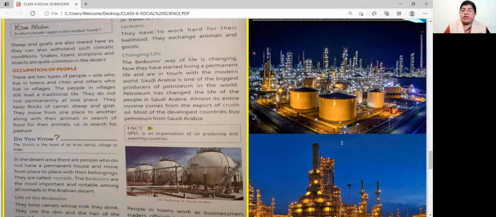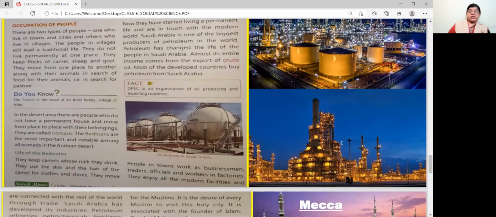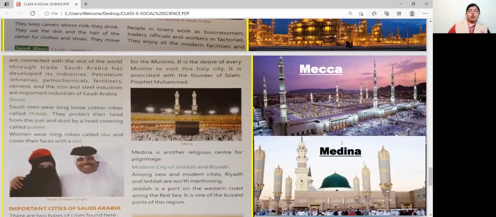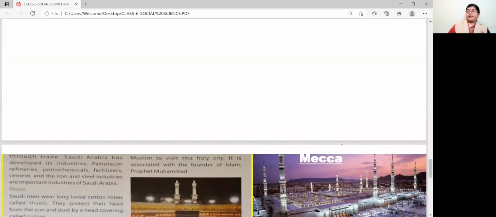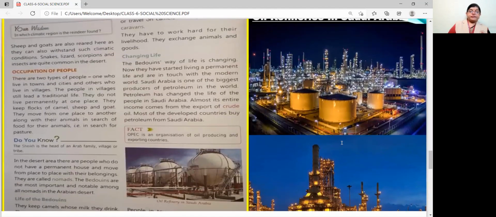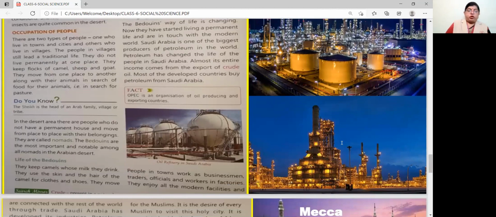Now we'll study the life of the Bedouins. Who are Bedouins? Bedouins are nomads, and they move from one place to another with their belongings. They keep camels whose milk they drink. They use the skin and the hair of the camel for clothes and shoes. For what are they using camel skin? For clothes and for shoes.